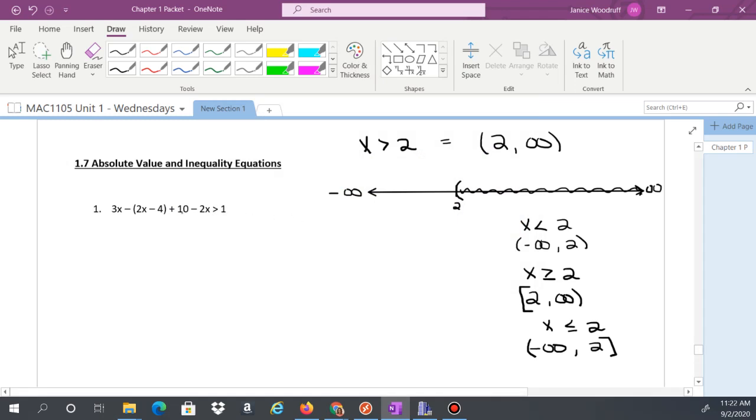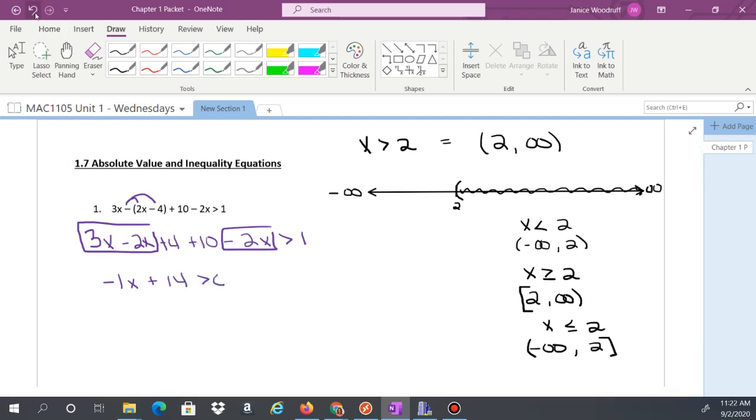So here, my inequality, it looks like I just need to distribute and simplify over here. So I have 3x minus 2x. That double negative there will give me a plus 4 plus 10 minus 2x is greater than 1. Let's see, I have 3x minus 2x. That gives me 1x minus 2x. 1 minus 2 will give me a negative 1x. 4 plus 10 will give me a positive 14. It's greater than 1.